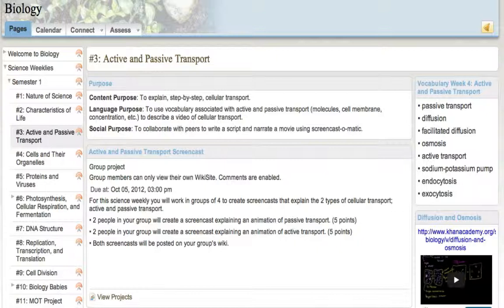This lesson is about active and passive transport, so how molecules get inside and outside of cells. And the content purpose of this lesson is to explain step-by-step cellular transport.